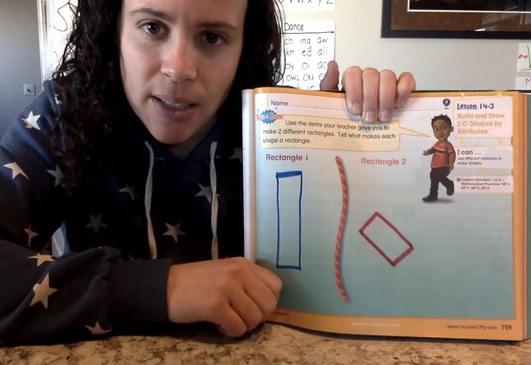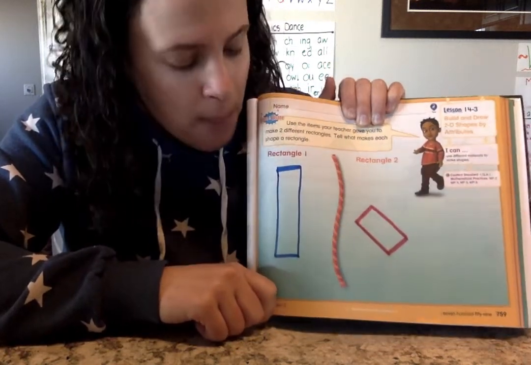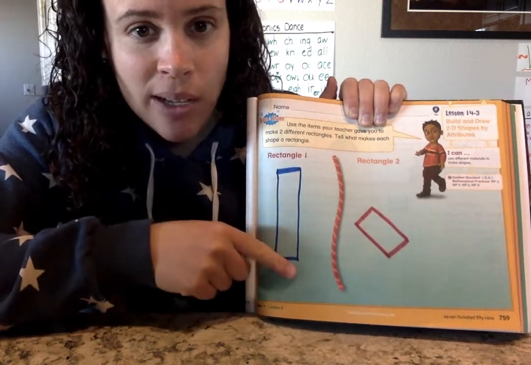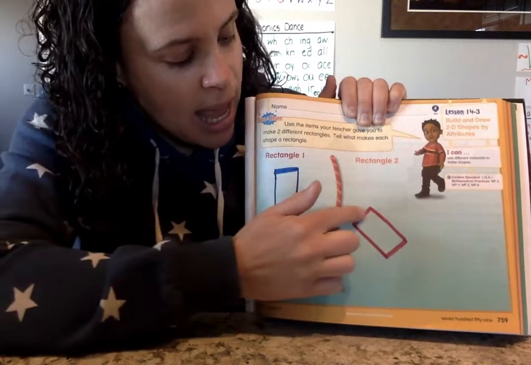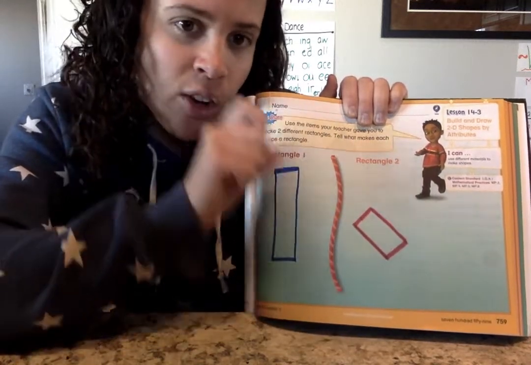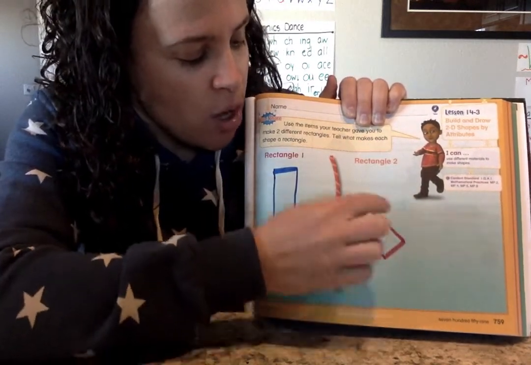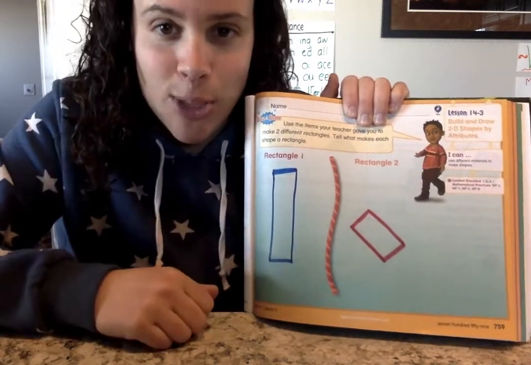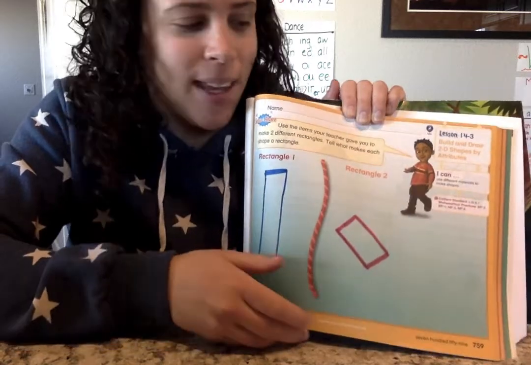How are they different? Okay, mine are different because this one is tall and long. And it's going straight up and down. And this one I have kind of going crooked, diagonal, and it's shorter and a little wider. And they are 2 different colors, blue and red.